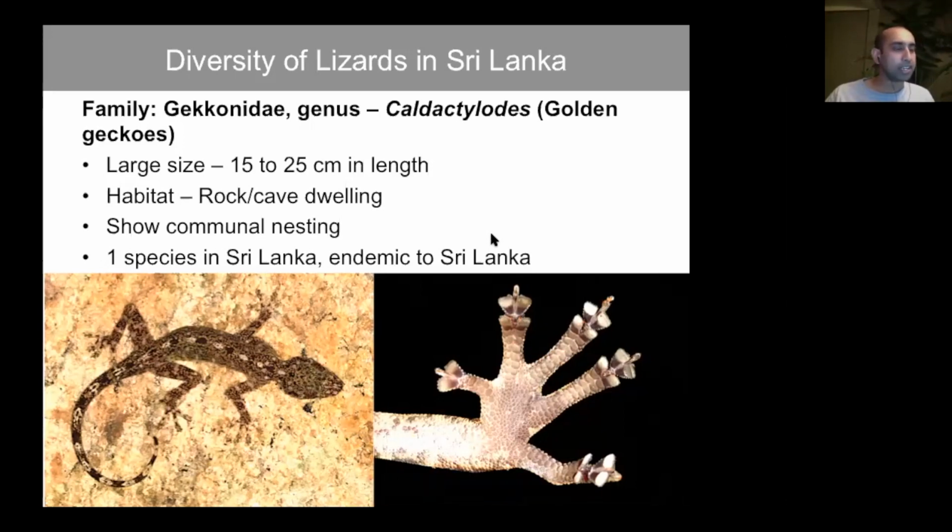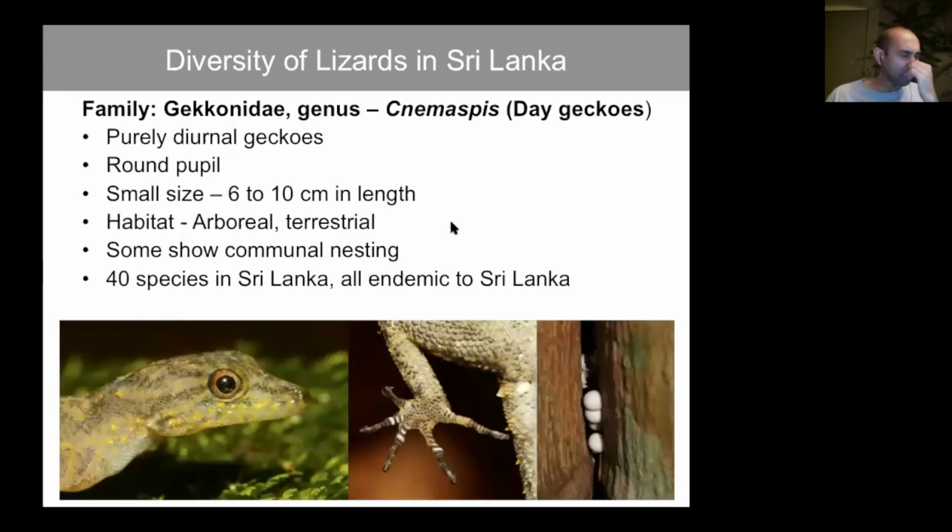I mentioned that geckos have sticky structures that allow them to hang on to vertical surfaces. In this particular species, it's really ornamental, right? It's really pretty like this, with a lot of extensible structures. And that's Calodactylus. And then we have a group of lizards called the day geckos.